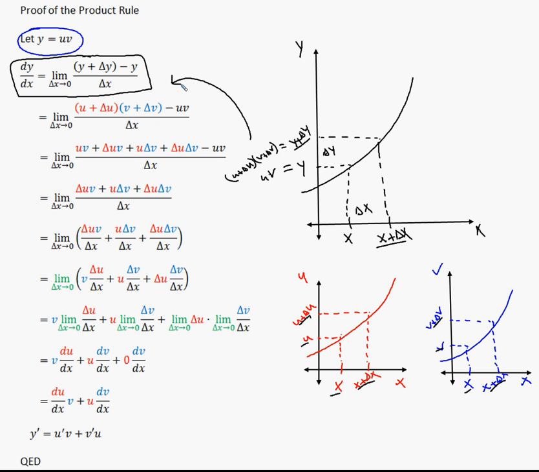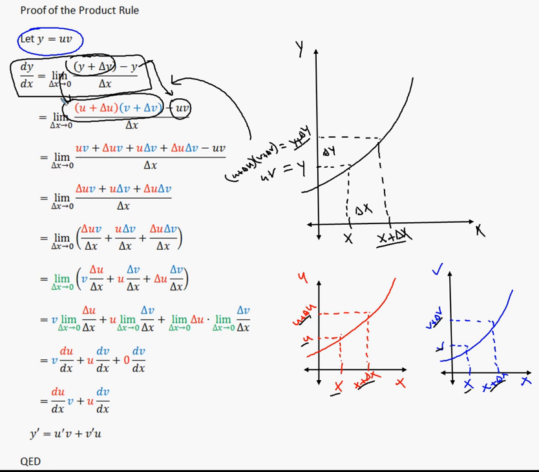Okay, so that's what you see up here in this first step. You see the u plus delta u times v plus delta v minus u times v, because that's what y is equal to, right? So y becomes u times v. The y plus delta y becomes u plus delta u times v plus delta v. And we go from there. The rest of this is just simple algebraic or mathematical alterations and modifications, moving stuff around.